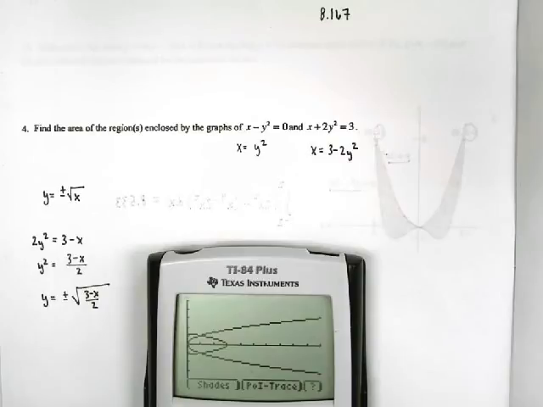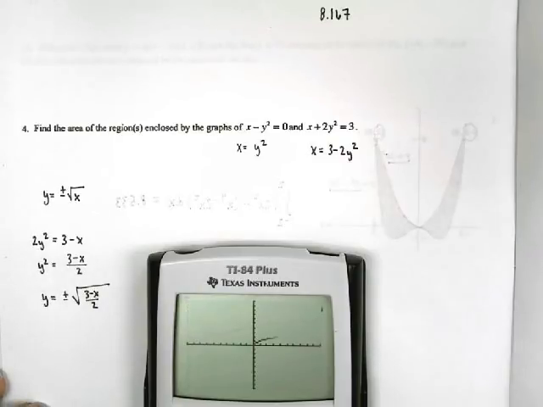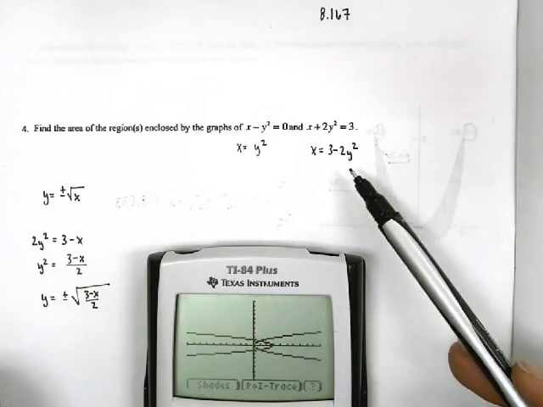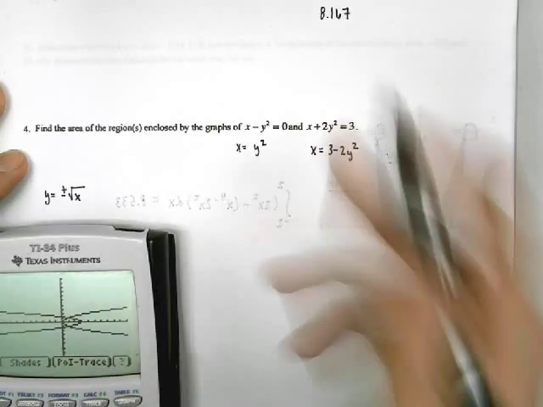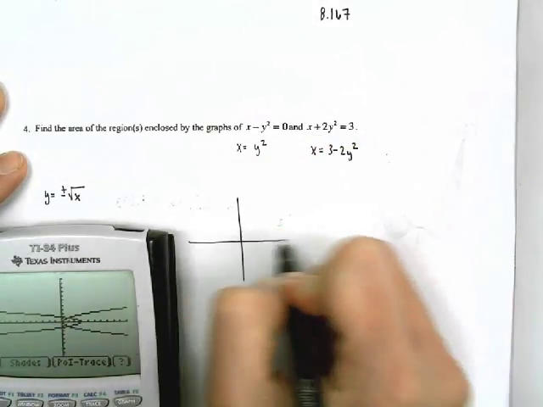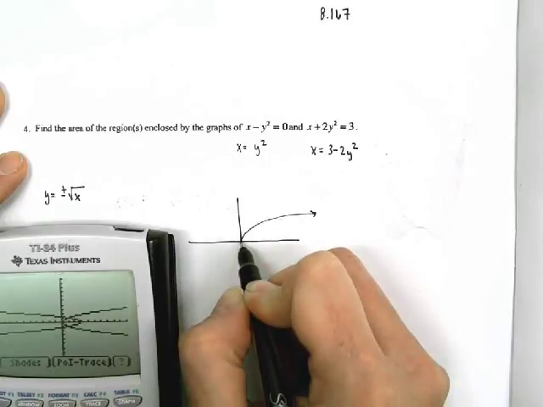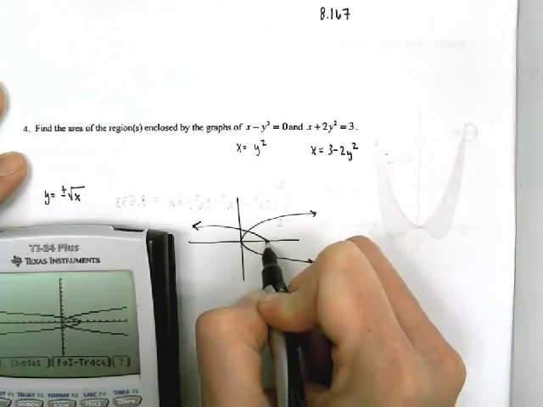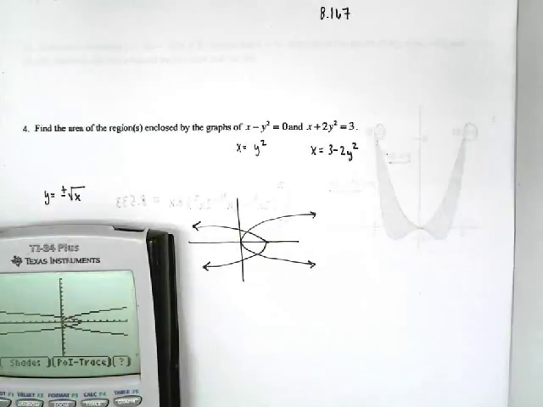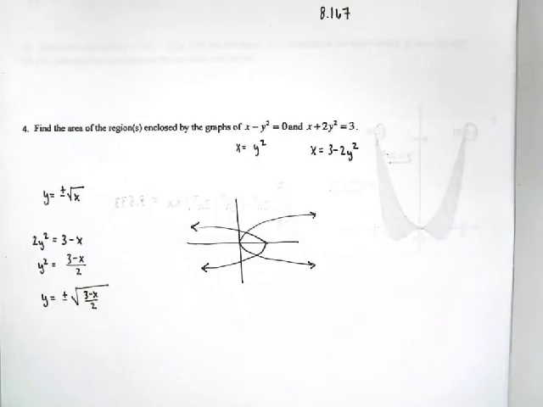Okay, so we've seen some regions like this before. And if I go to a standard window, maybe we can get a better idea of what this looks like. So there's my x equals y squared. And then now it's graphing our x equals 3 minus 2y squared. So I'm just going to draw in a rough picture of what this looks like. So I have this region here, and then I have this here. Okay, so that's a rough sketch so I can figure out what's going on.